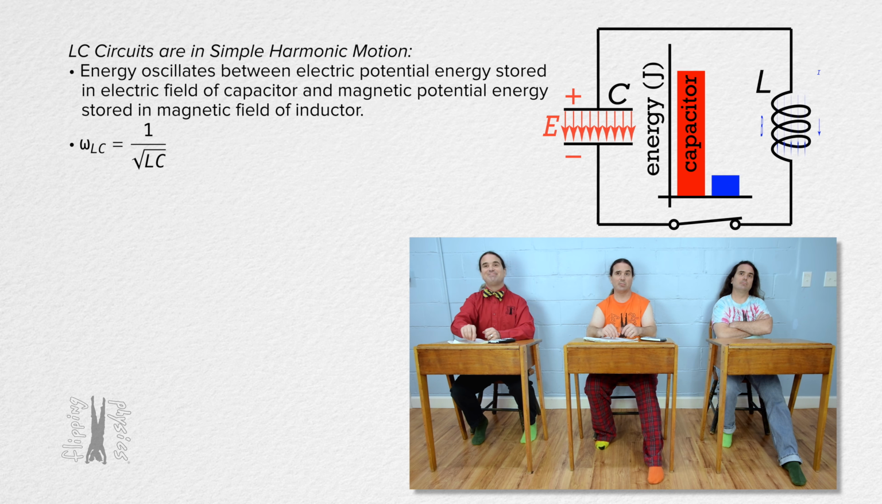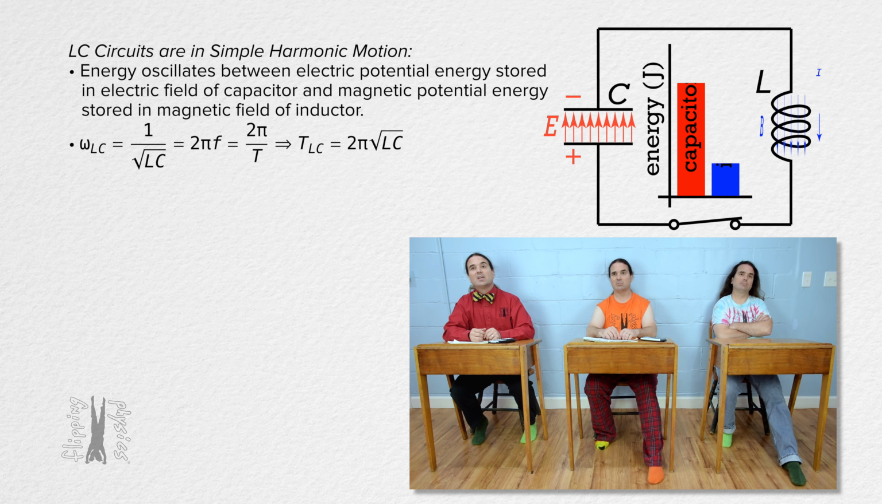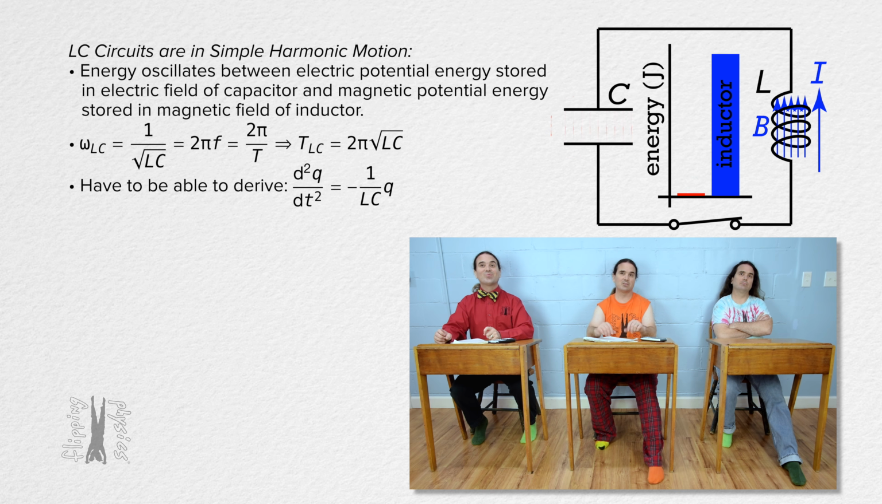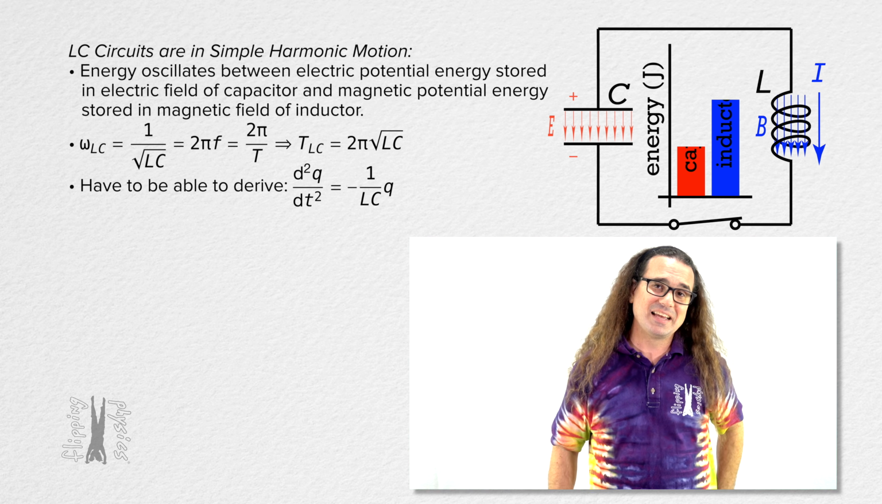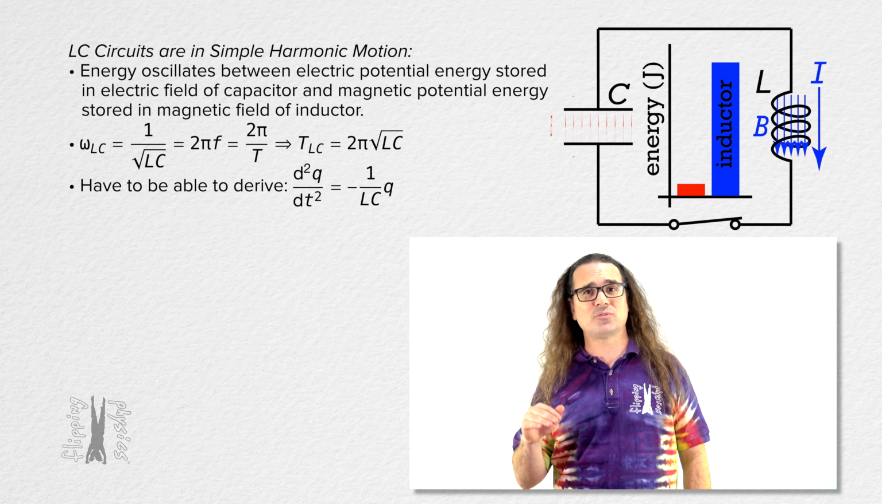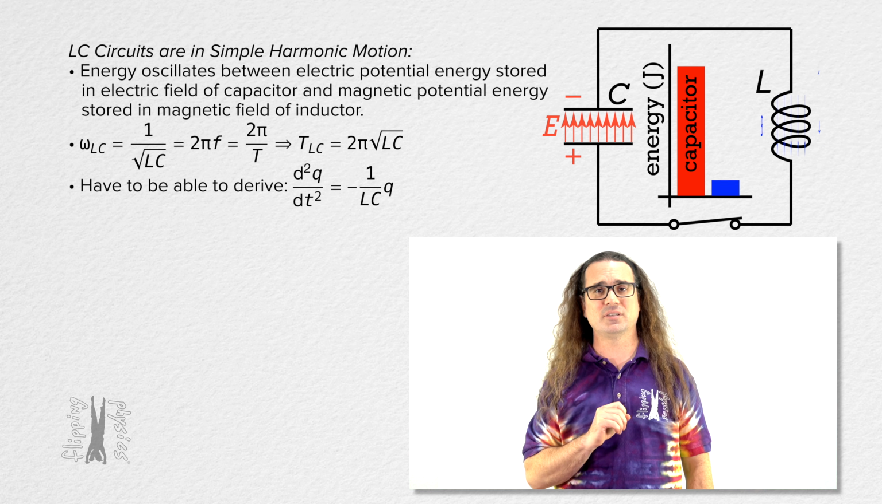Angular frequency of simple harmonic motion equals 2 pi times frequency, which equals 2 pi divided by period. So the period of an inductor-capacitor circuit equals 2 pi times the square root of inductance times capacitance. And of course, we have to be able to derive the equation which proves inductor-capacitor circuits are in simple harmonic motion. Right, Mr. P? Correct, Bobby. In fact, I would suggest you know how to derive everything we have learned in our lessons about AP Physics C, electricity, and magnetism.